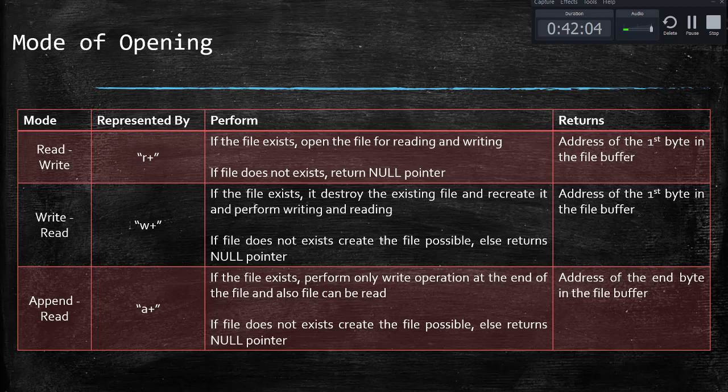The next mode is write-read mode, "w+". Here, if the file exists, it will be destroyed. Then we can write, and then we can read the written data. Otherwise, if you want to perform the read operation first in this mode, it will give you nothing in that file, right? Similarly, if the file does not exist, it will try to create it if possible, and if it is not possible, then it will return a null pointer, and like write mode, it will return the address of the first byte in the file buffer.